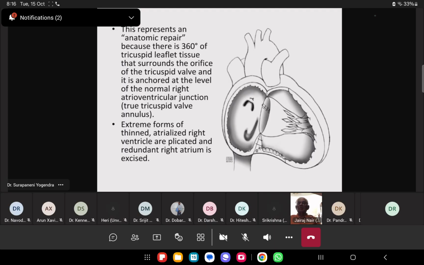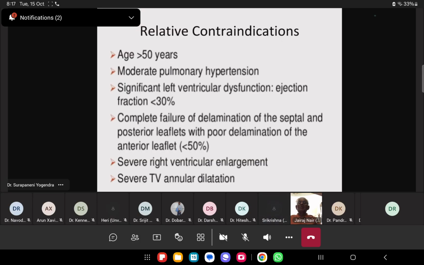Extreme forms of thin, dilated and redundant right atrium is excised. Relative contraindications for cone repair are age more than 50 years, moderate pulmonary hypertension, significant left ventricular dysfunction, ejection fraction of less than 30%, complete failure of delamination of septal and posterior leaflets with poor delamination of anterior leaflet less than 50%, severe right ventricular enlargement, severe tricuspid annular dilatation.